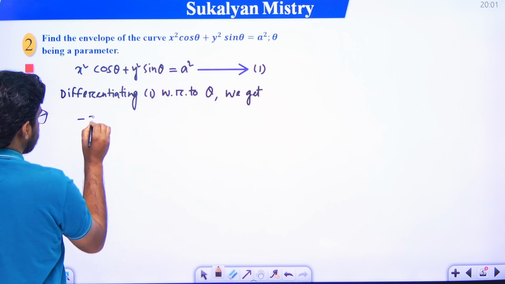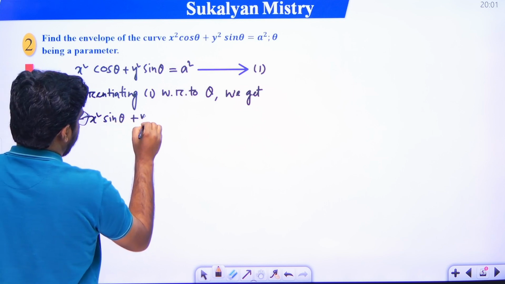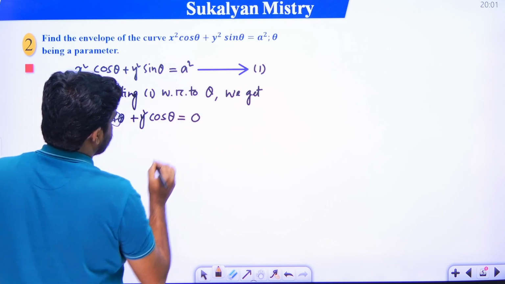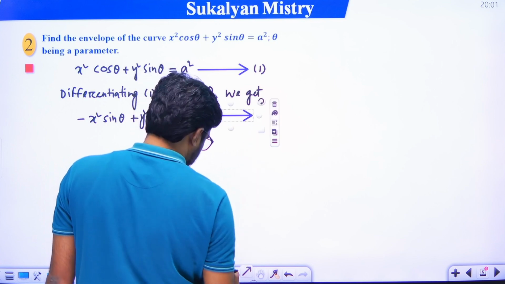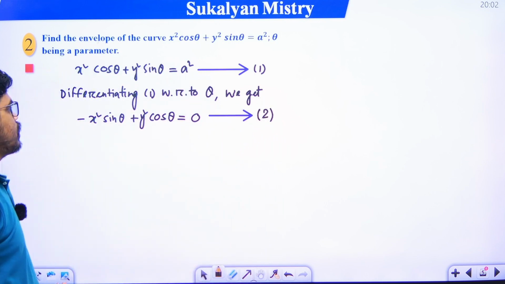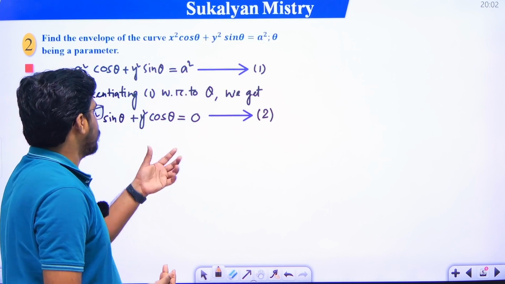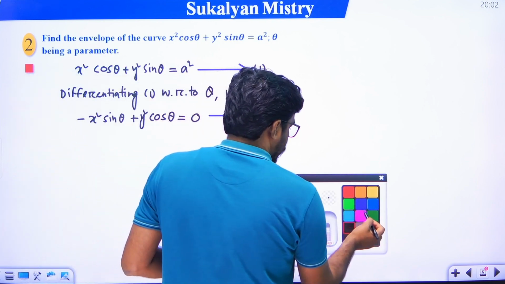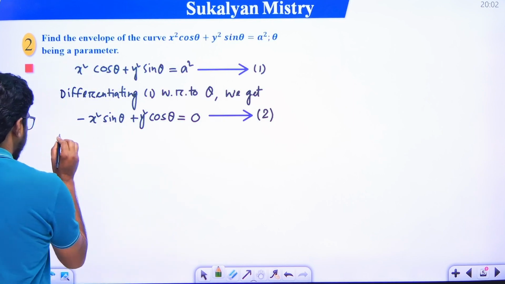So minus x square sin theta plus y square cos theta is equal to 0. Suppose this is equation 2. Okay. Now squaring 1 and 2 and adding. Basically, we have to eliminate theta because theta is a parameter.